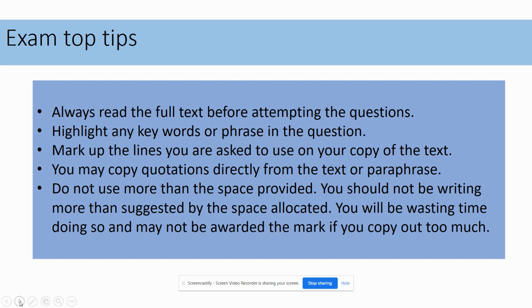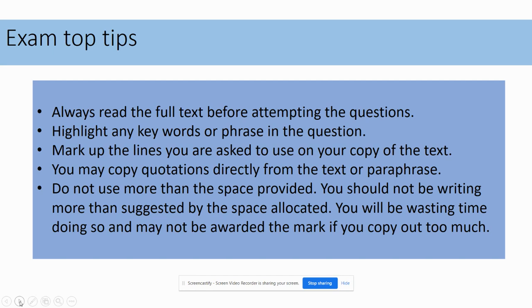I would advise you to mark up the lines of the text where you've been asked to look. So if it says from lines 5 to 10, mark that up on the side of your exam paper so you know exactly where to look, because if you give an answer from elsewhere in the text, you won't achieve any marks for it. Now, for your answers to these questions, you can copy quotations directly from the text. That's often the easiest, or you can paraphrase, which means putting it into your own words. Don't use any more space than has been provided in the exam paper, because you shouldn't be writing more than suggested by the space that's been allocated.